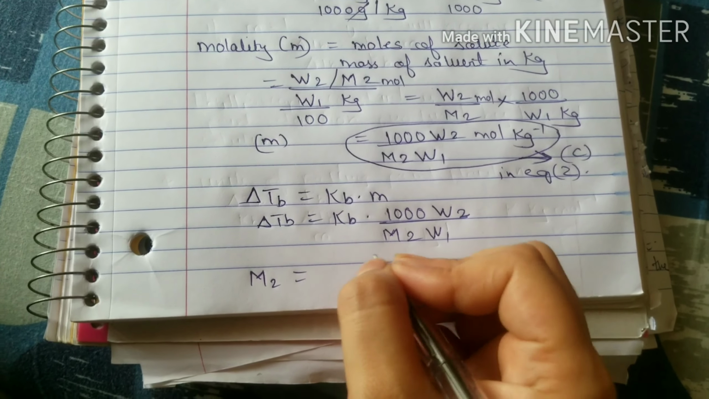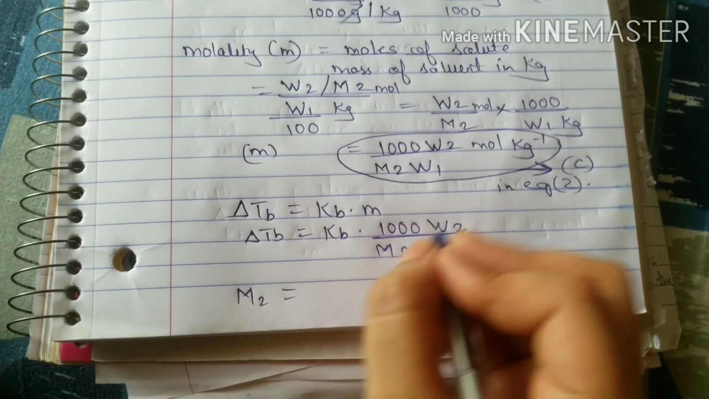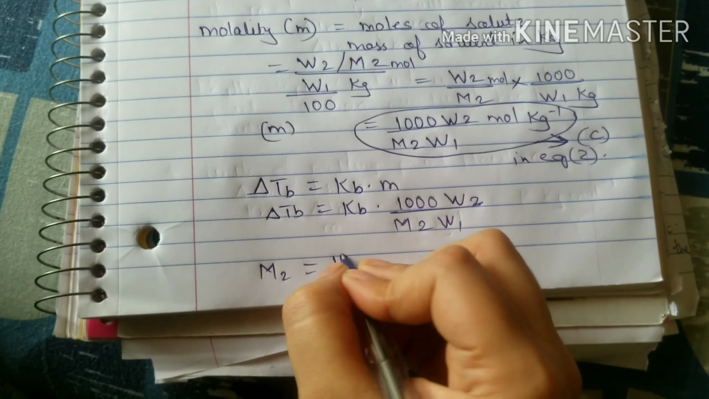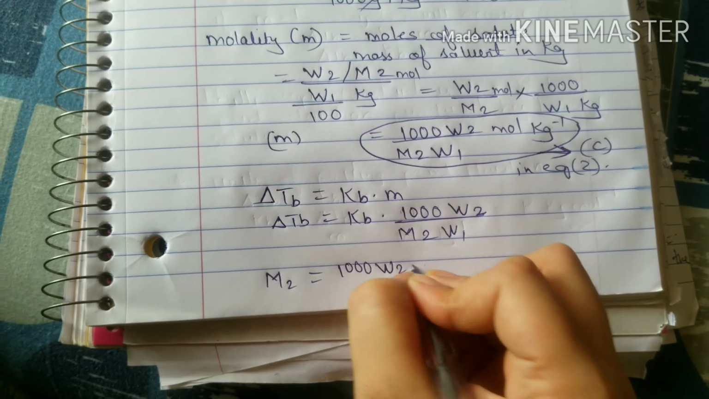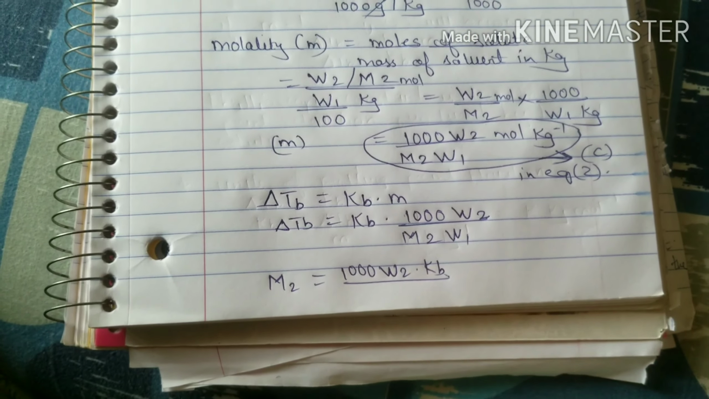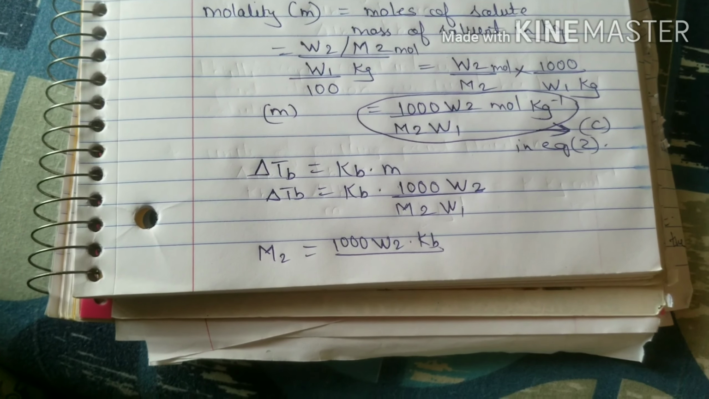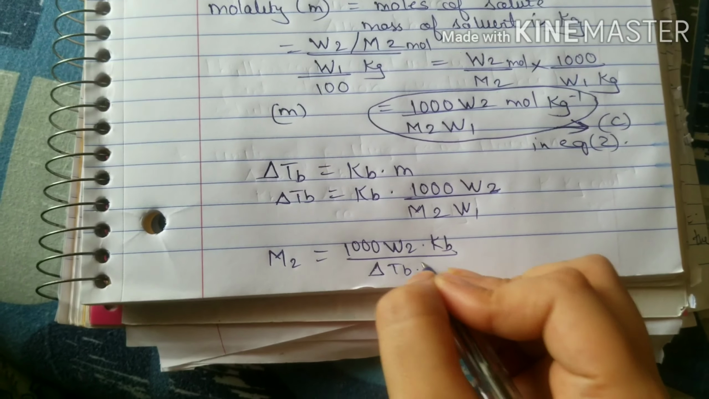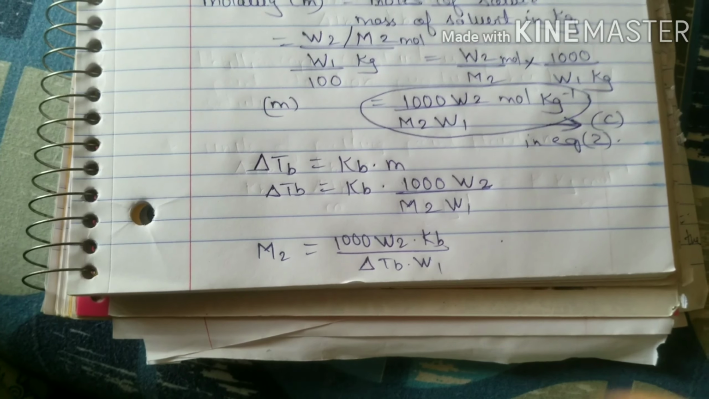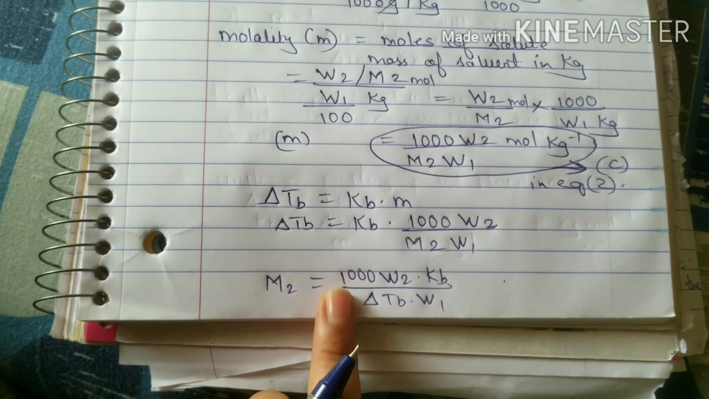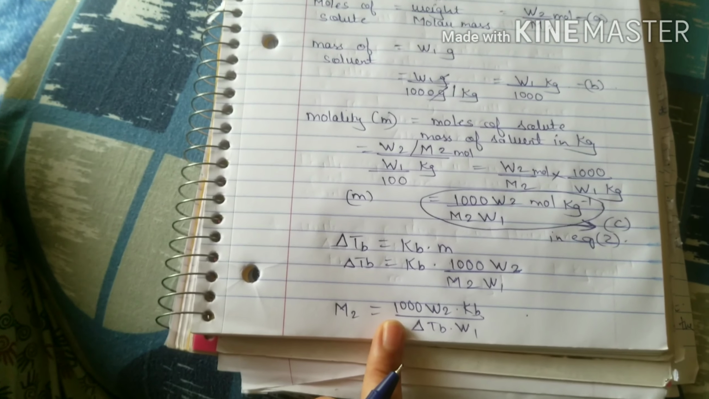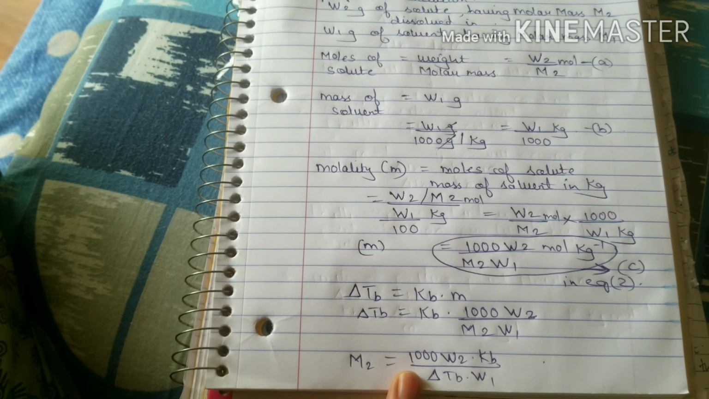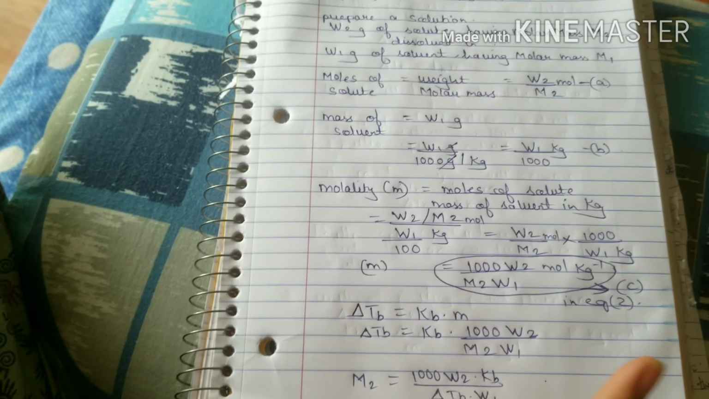So if I remove M2 out, what are you left with? Write this term as it is, that is 1000 W2 KB, upon delta TB, and this will come down here, left with W1. So this is the formula that you will be using to calculate the molar mass of solute from boiling point elevation. I will just explain this to you again in short.